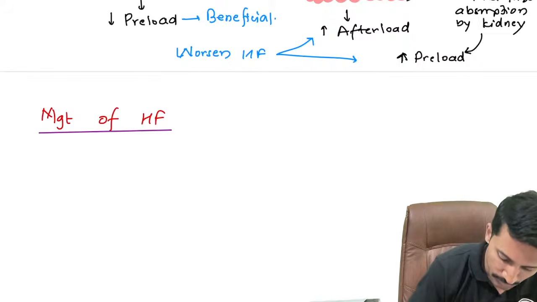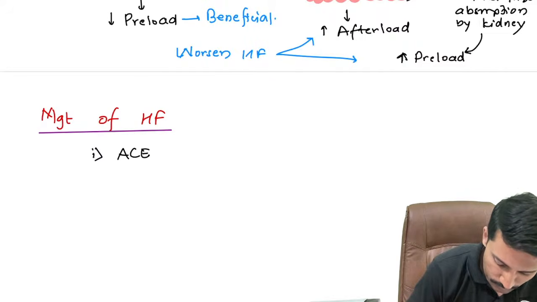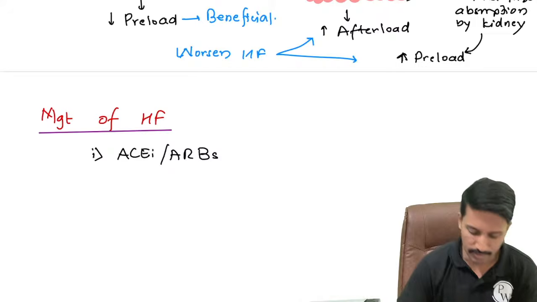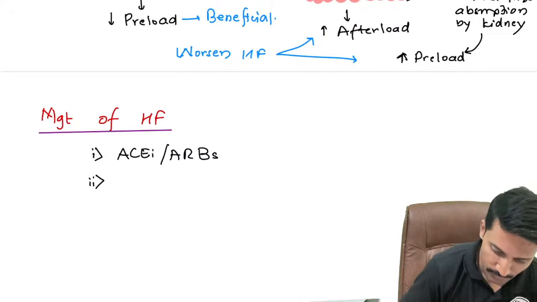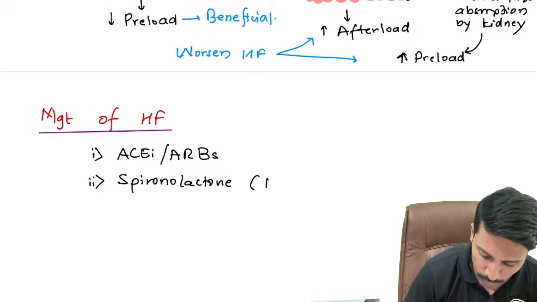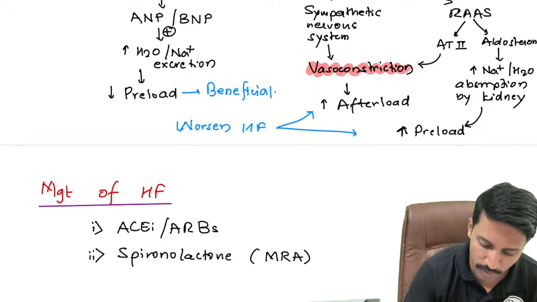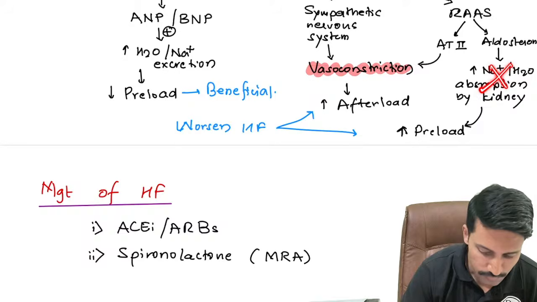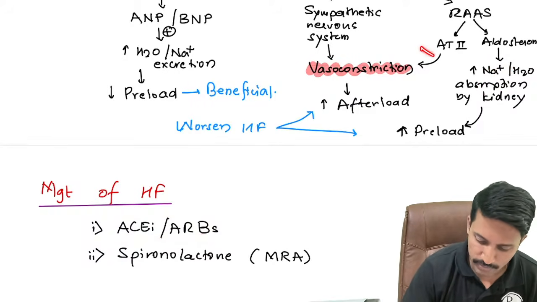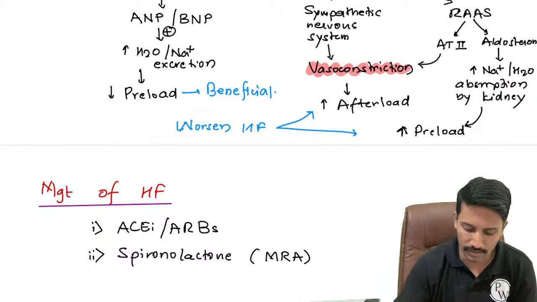So how do I achieve that? By giving ACE inhibitors or ARBs. That is one class of drugs I can use. Second, what can I use? Spironolactone. What is spironolactone? Spironolactone is an aldosterone receptor blocker, right? It's a mineralocorticoid receptor antagonist or aldosterone receptor blocker. So spironolactone will block this. Then ACE inhibitors or ARBs will block this. That will help me to cut off the harmful changes that are happening.